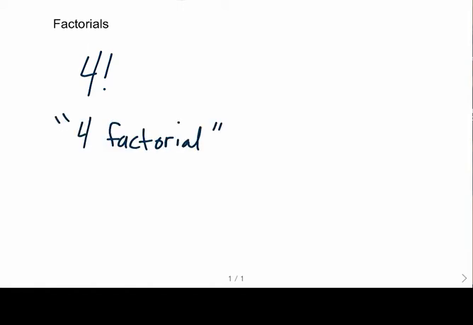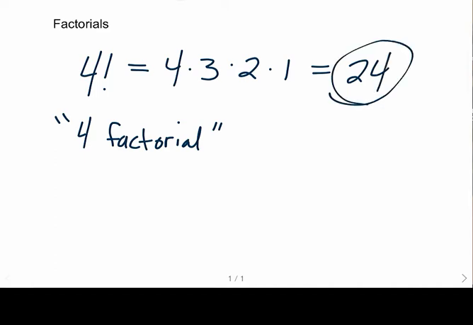And the way we compute 4 factorial is we take the numbers starting with 4 and decreasing all the way to 1 and multiply them together. So 4 times 3 times 2 times 1. In other words, 24. That's 4 factorial. That's a factorial at its core. They aren't a difficult concept. It's just understanding what the notation means.